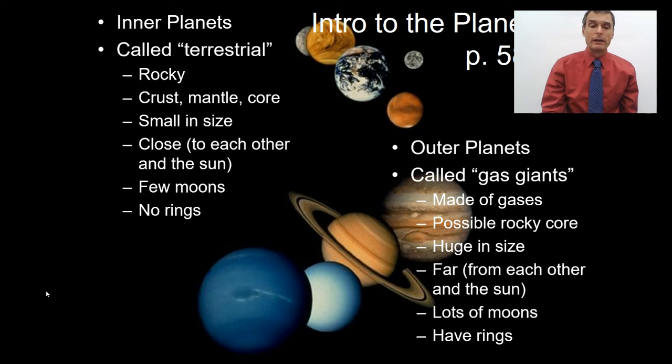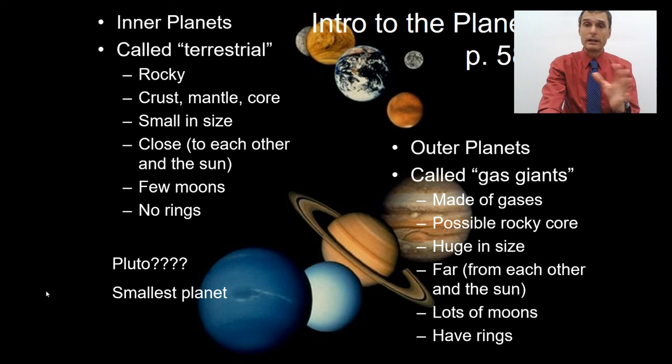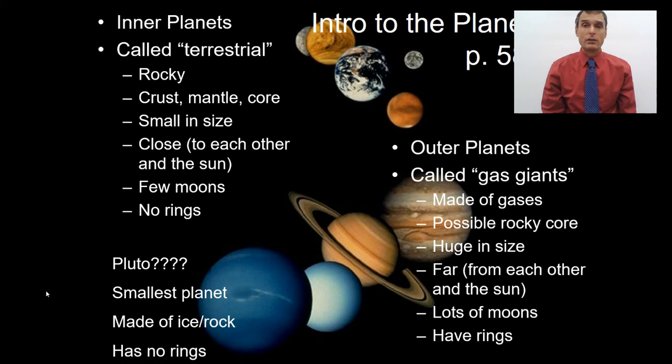We do have one outlier, and we're going to take a look specifically at that later, but you need to understand that it is different from any of the planets that we've talked about so far, and that's Pluto, okay? Pluto is the smallest of all the planets. It's not big like the outer planets, even though it's farther out than the outer planets. It's made of ice and rock, which the outer planets are not made of rock. They're made of gas and some ice in some cases. And it has no rings, which all of the outer planets have. So some distinct differences in Pluto.